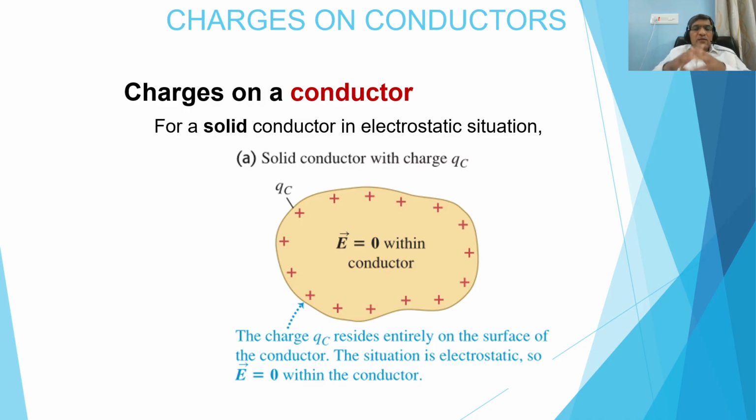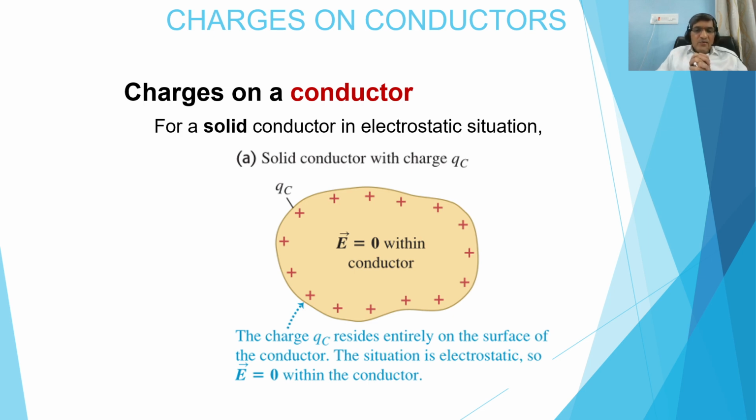So again we have a charge on the conductor. As you know, we have a solid conductor in an electrostatic situation. Keep that in mind: all these situations are electrostatic in nature. That is, charges are stationary. They don't move. They don't have any acceleration at all. If they have any acceleration, then we move towards electrodynamics, and things are critical there.